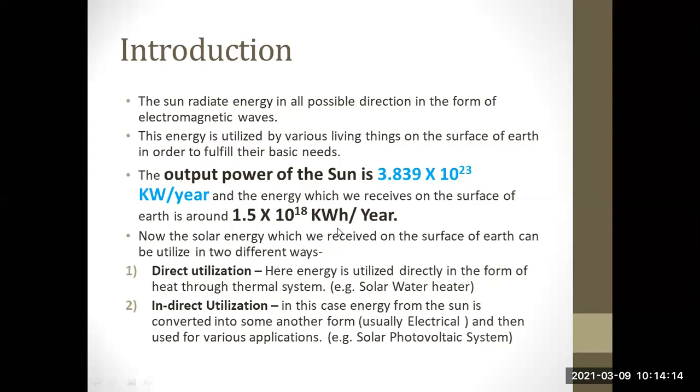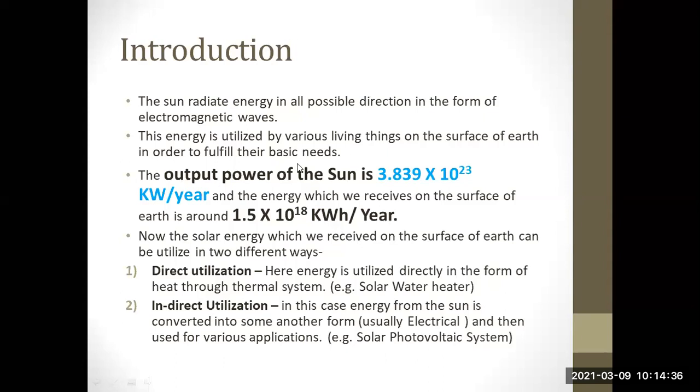So basically we have only two ways, or methodologies, to utilize the energy which we are receiving on the surface of earth from the sun. Either we go for direct utilization, or we go for indirect utilization. Are you getting my point? Yes, sir. Good, good.